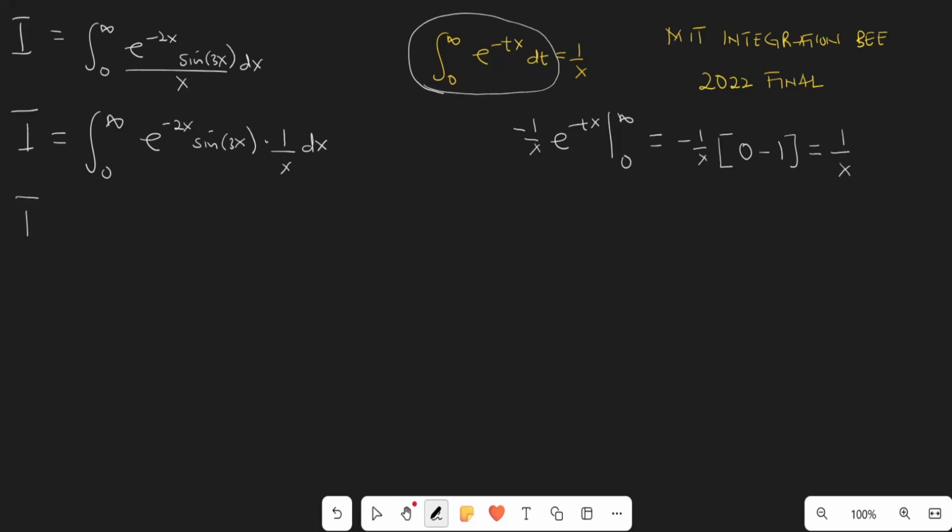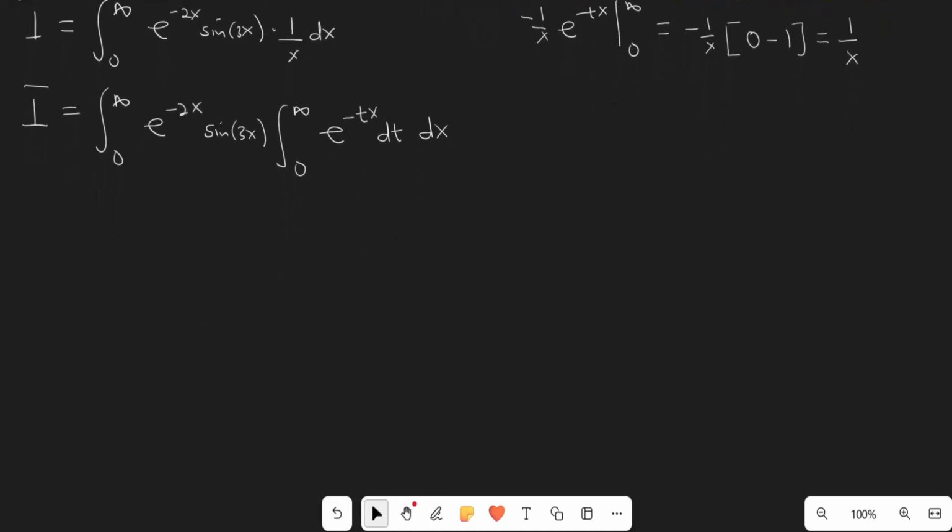So what that means is that if I come back to my original integral, the integral from 0 to infinity of e to the negative 2x and then sine of 3x, in place of 1 over x, I am going to replace that with this integral. So instead of writing 1 over x, I'm going to replace it with the integral from 0 to infinity of e to the negative tx dt, because this integral is evaluating to 1 over x. And all this is multiplied by our differential operator dx. So we're just going to multiply this one by dx. So our integral has now been converted into a double integral, right? Interesting. Now stick with me.